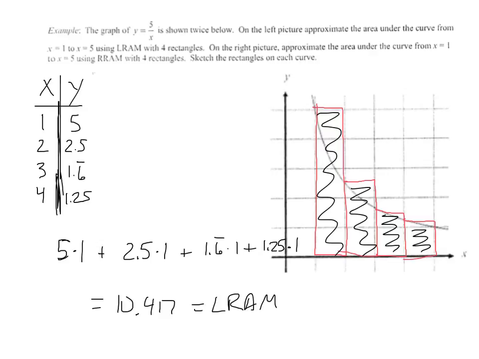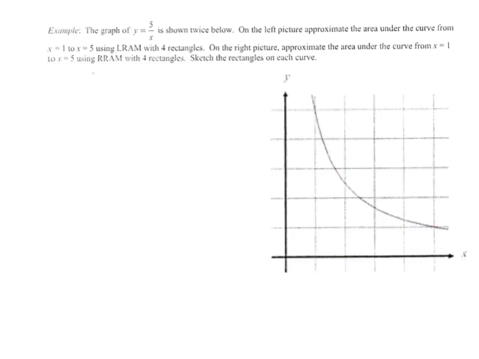And so when I add those all together, I get 10.417 square units, you could say. That's my estimated area under the curve. That's going to be LRAM for this one. And it looks like that's going to be an overestimate. So my question is, what would I have to do to use the same method but get a better overall estimate of this area?